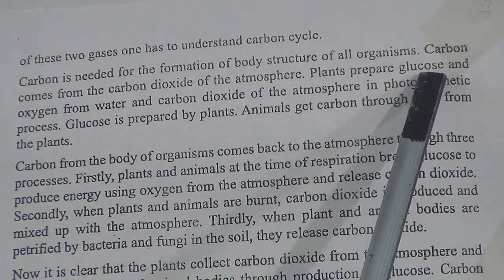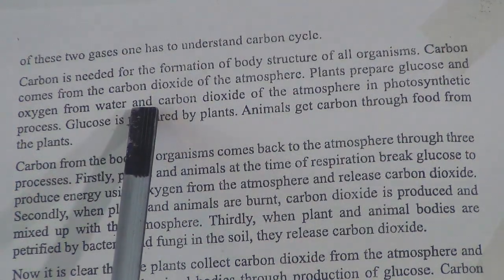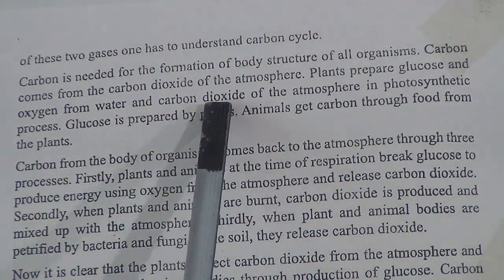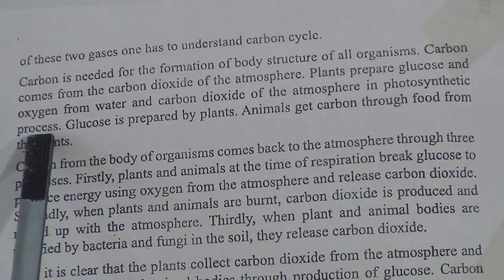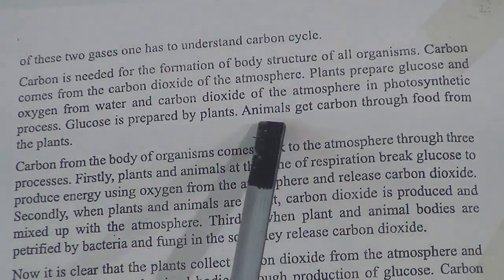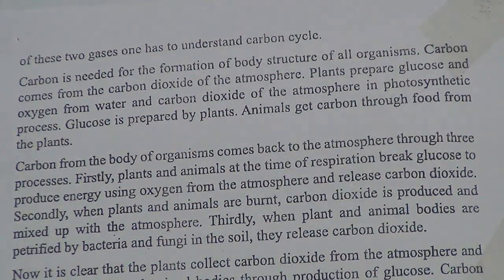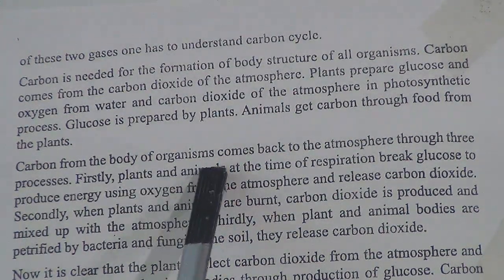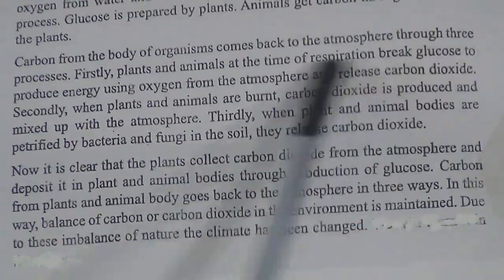Plants prepare glucose and oxygen from water and carbon dioxide of the atmosphere in the photosynthetic process. Glucose is prepared by plants. Animals get carbon through food from the plants. Carbon from the body of organisms comes back to the atmosphere through three processes.